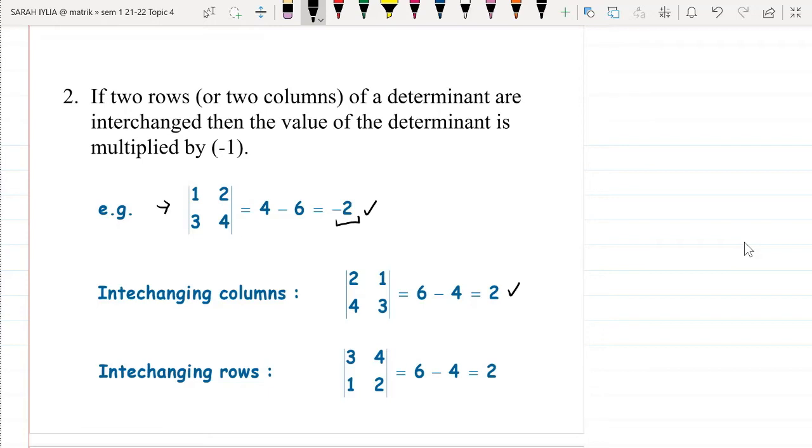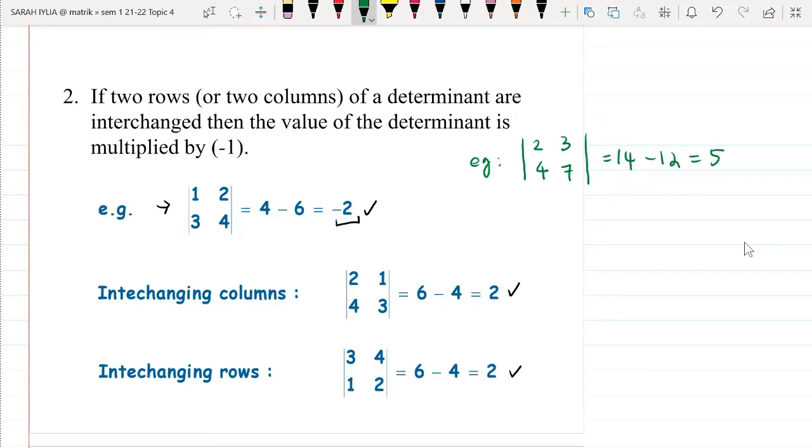Sama juga kalau let's say saya ada tukar row. Here 1 and 2, 3, 4 tu saya tukar position dia. So automatically our determinant will still be 2 sebab dia darab -1 from original. Okay, let's say saya guna another example of 2x2 matrix. Let's say I put 2, 3, 4, 7. So determinant of this will be 14 minus 12.